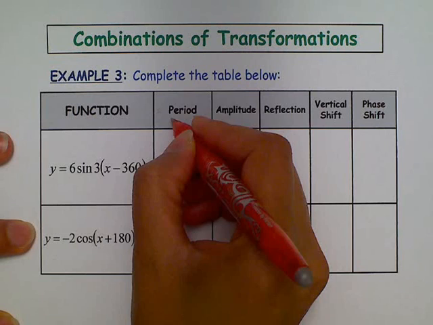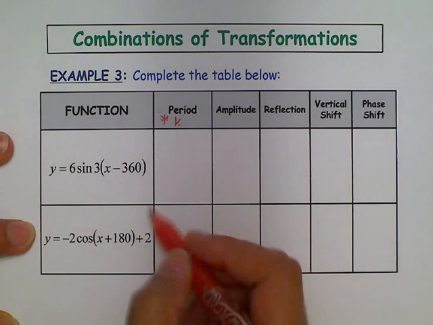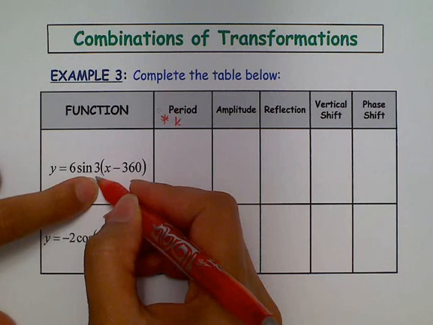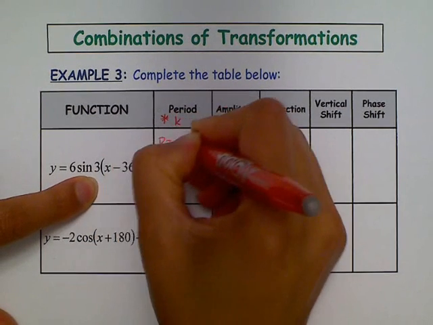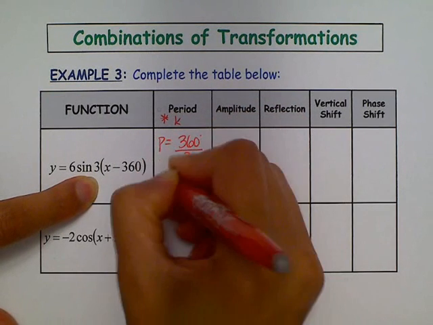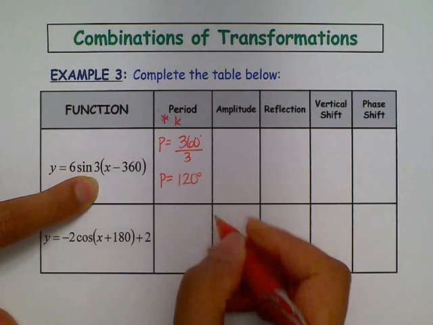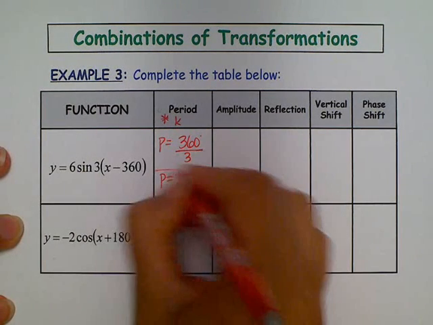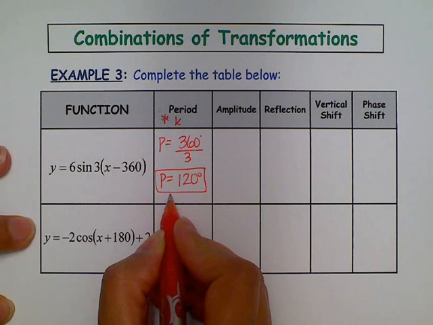So the period, remember, it depends on the value of k. So we're going to look to see whether or not there is a k value. And in this case, there is one, and it's already factored out. So to figure out the period of the function here, what I'm going to do is 360 degrees divided by 3. And that gives me the period of the function equal to 120 degrees. And this makes sense because the graph would be horizontally compressed by a factor of 1/3. So the period should be smaller than 360.